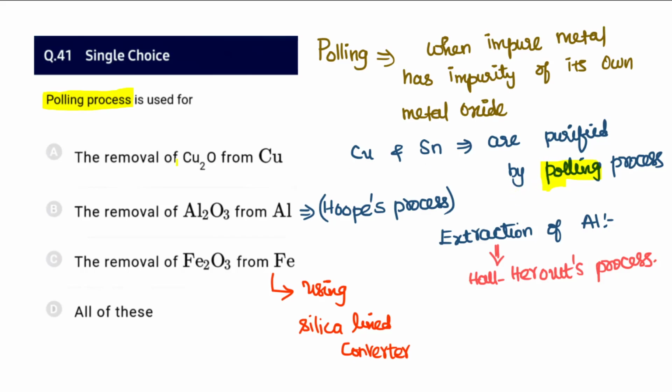So therefore, for question 41, the best matching option is option A. And alumina from aluminium, sometimes it is done using a Hoope's process, but that is an aluminium refining method. Extraction of aluminium is done using the Hall-Héroult process. And for the hematite ore blast furnace reaction, which is done sometimes to reduce the percentage of carbon, a silica lined converter is also used. So therefore option A seems a perfect match.